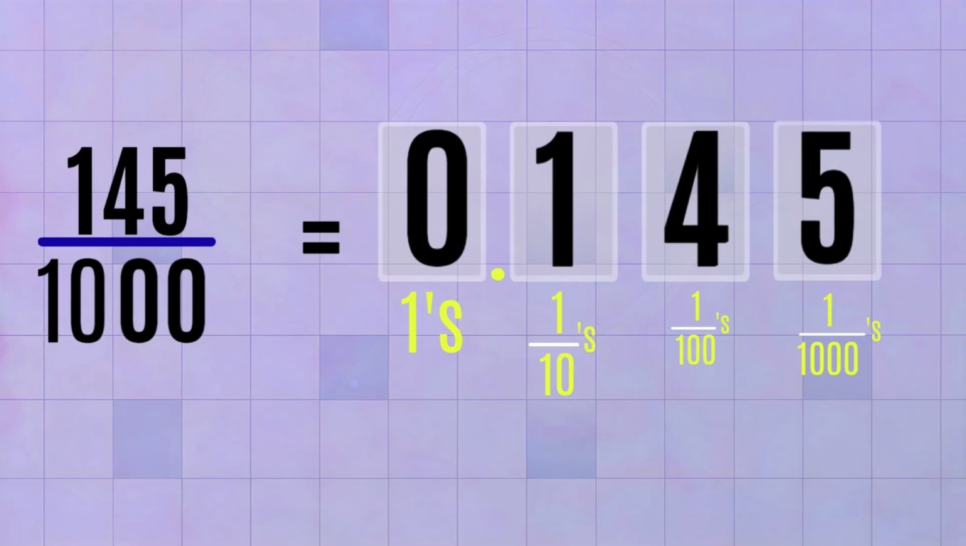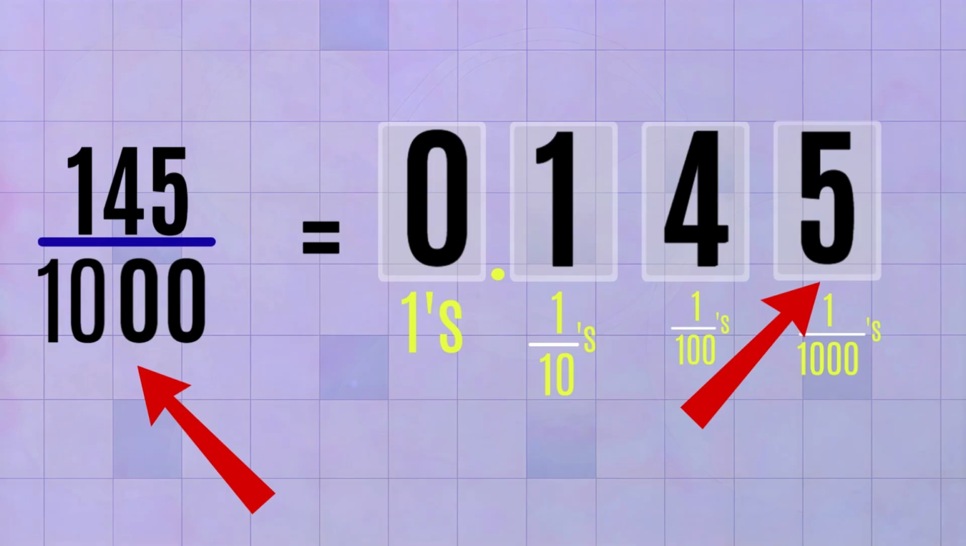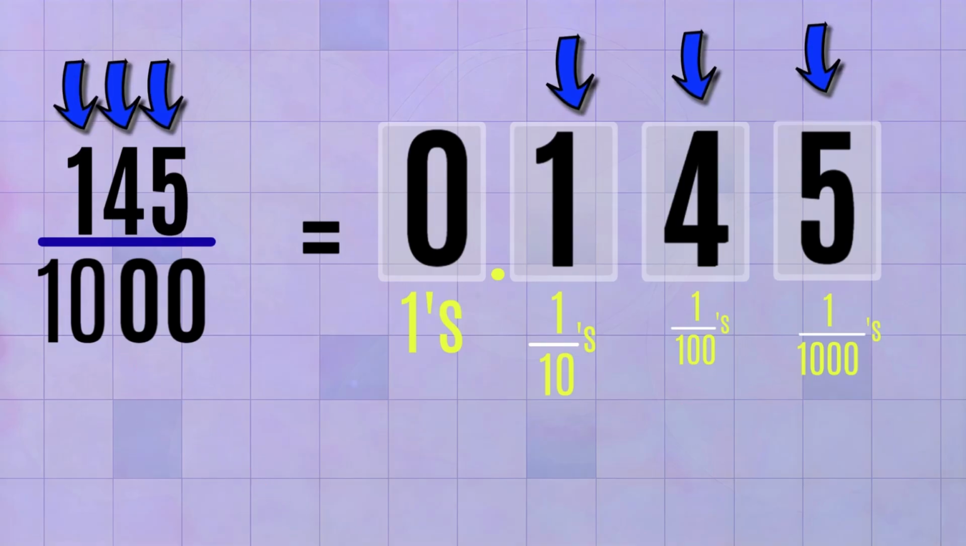Decimals can always be turned back into fractions by looking at the smallest place value. Here's how it works. Look at the last digit in the decimal. That tells you the smallest part. Use that place value as the denominator of your fraction. The numbers before it become the numerator.